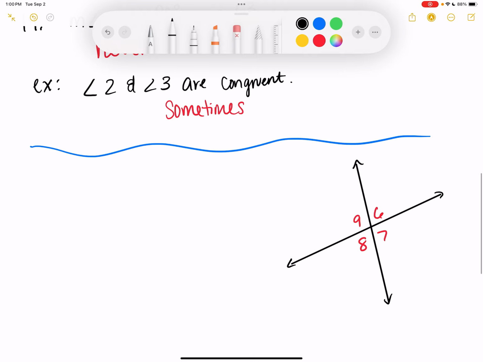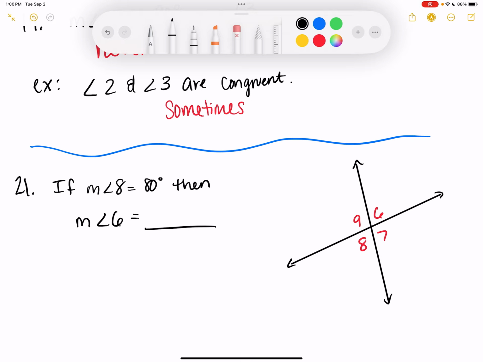All right, so 21 says if the measure of angle 8 is equal to 80 degrees, then the measure of angle 6 is equal to, and then they give us a blank and we have to fill it in. So if angle 8 is 80 degrees, what must be true of angle 6? Yep, they have to be congruent, so this must also be 80 degrees because these are vertical angles, right?